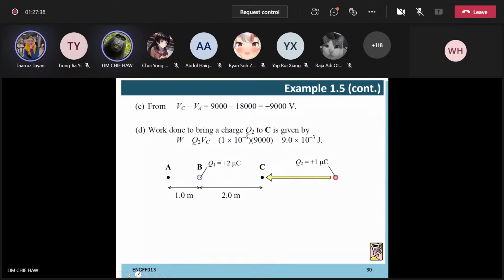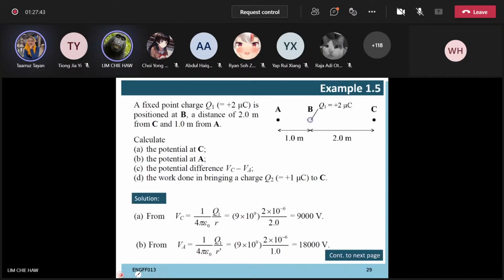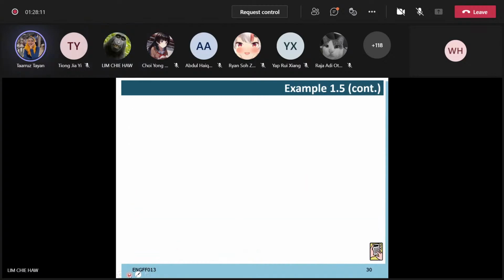Sir, can you please go to the previous slide? Which one? This one? The calculation. Yes, this one. Thank you. What happened? We are calculating the potential at C just based on the charge B. So you have only one charge here, but you have two target points. First question is target at C. The second question is target at A. Okay, yes, sir.